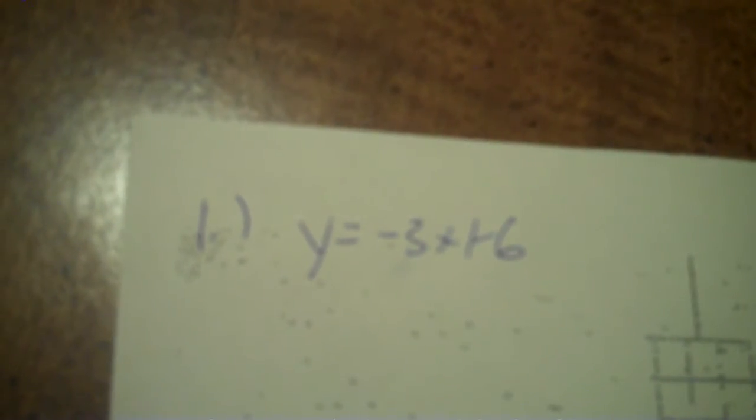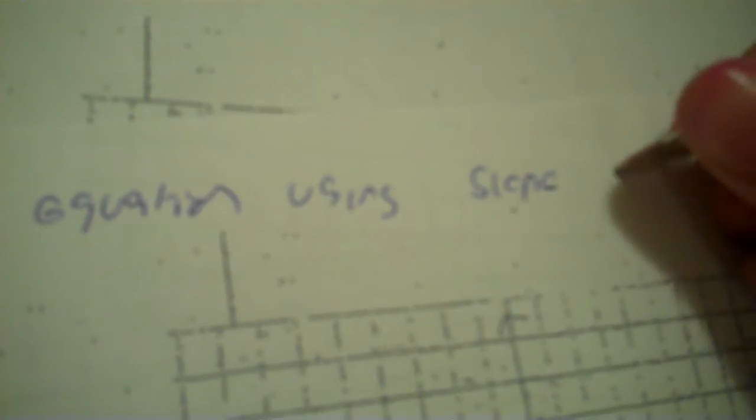Okay, here's the mid chapter 7 quiz review. First problem, you have to graph on a piece of graph paper. You graph the equation using slope and y-intercept. Okay, so number 1, y equals negative 3x plus 6.